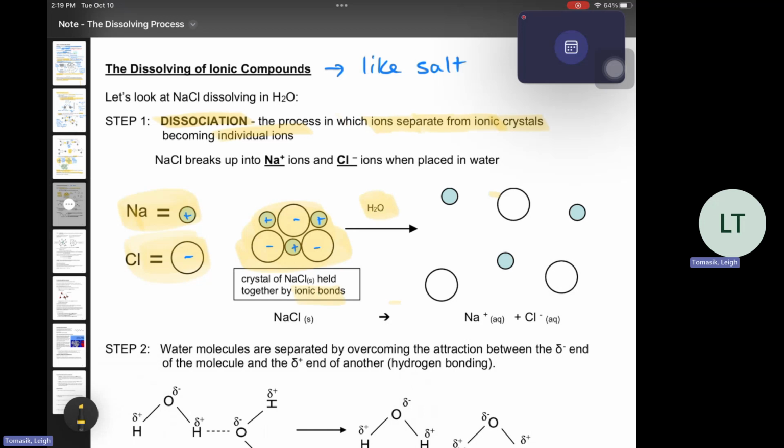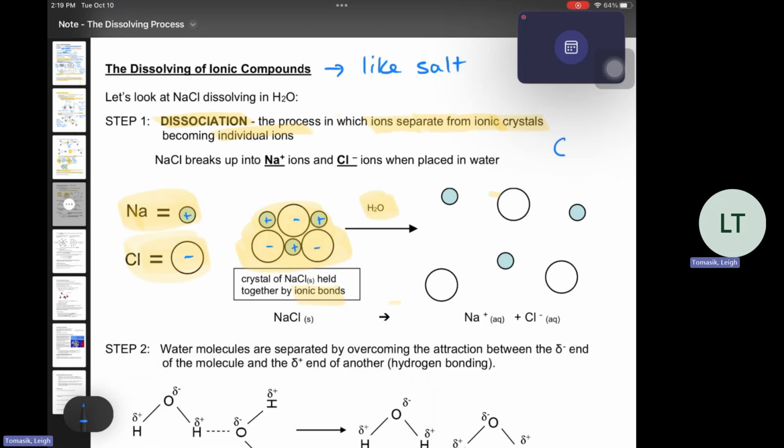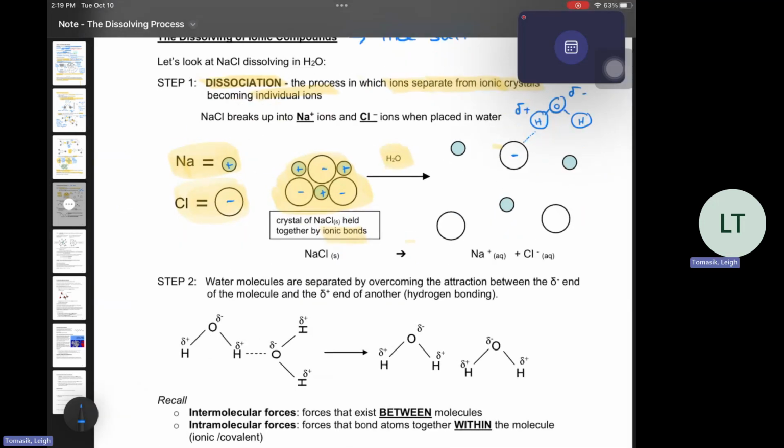Then we put it in some water, and what's going to happen is that, remember, water kind of looks like this. Because the water has slightly positive charges and slightly negative charges, the ions are going to start to move towards the water molecules. They're going to be attracted to the water molecules. So they're going to break up from one another and go chase some water molecules.